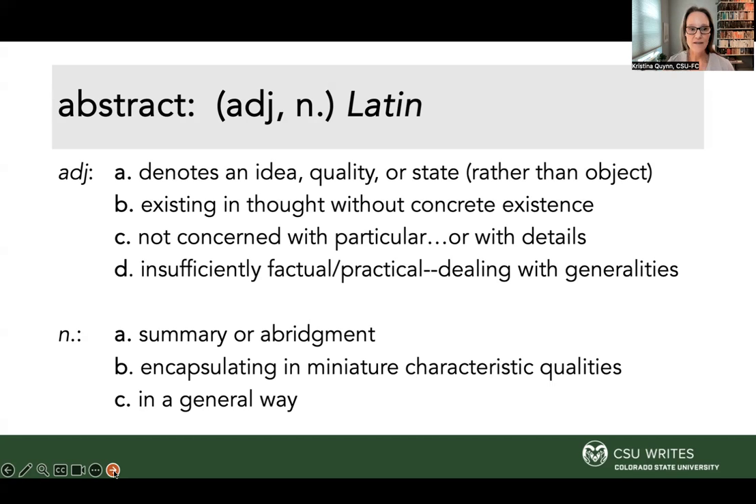Dealing with those generalities. So that's the quality that we find in the word, but abstract can also be a noun, it can be a thing, and that is a very clear summary or abridgment of something specific, like that larger manuscript, that it encapsulates in miniature the characteristics and qualities of something else, and also, again, in a general way. And so it's nice for you to just keep that in mind, thinking about the connection between the abstract and the work that you have written, your manuscript.